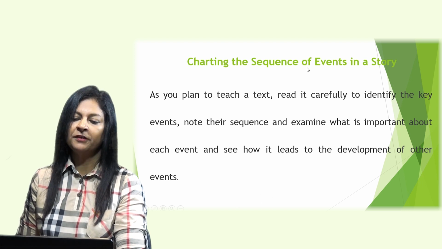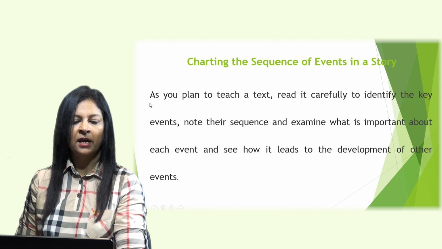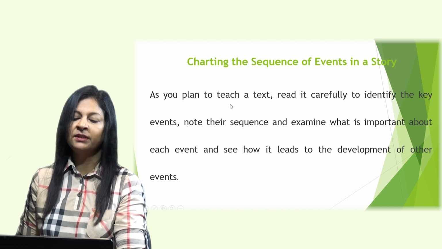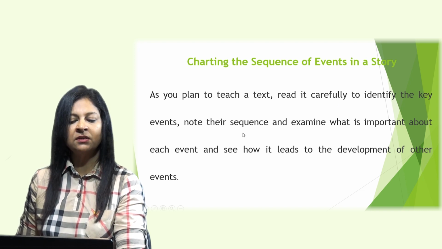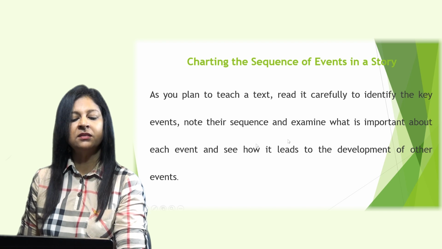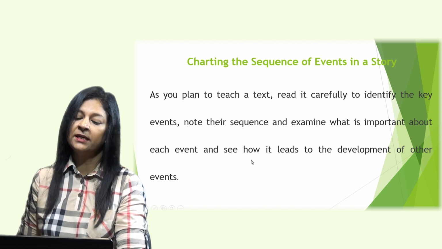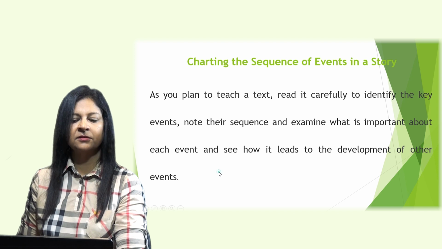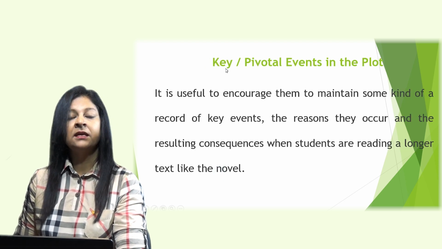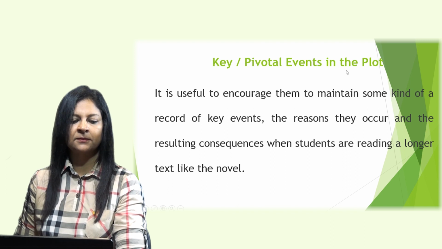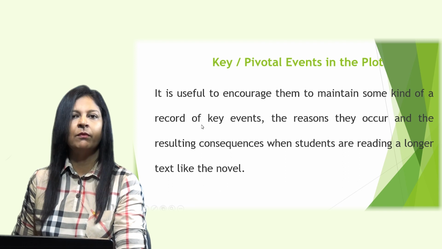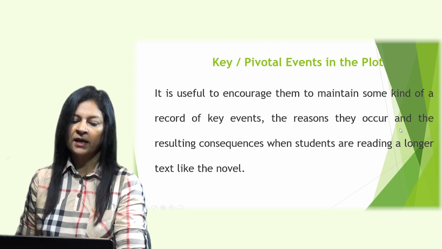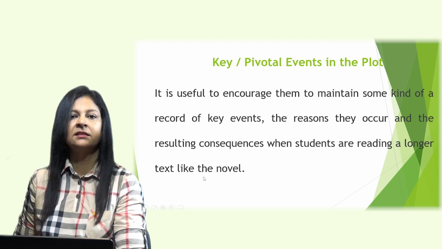Charting the sequence of events in a story. As you plan to teach a text, read it carefully to identify the key events. Note their sequence and examine what is important about each event and see how it leads to the development of other events. Key pivotal events in the plot. It is useful to encourage students to maintain some kind of a record of key events, the reason they occur and the resulting consequences when they are reading a longer text like the novel.